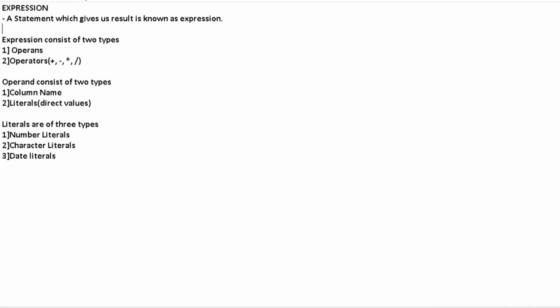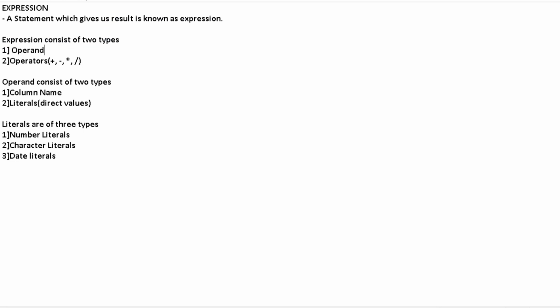So expression is basically whatever we type in the select clause, that's nothing but the expression. For example, if I'm writing a query such as select asterisk from emp, then asterisk would be the expression of my query.